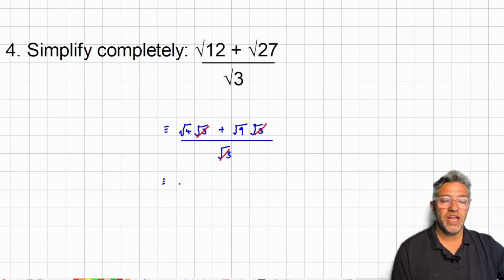So what am I actually left with? I'm left with root 4 plus root 9, which implies 2 add 3, which equals 5.